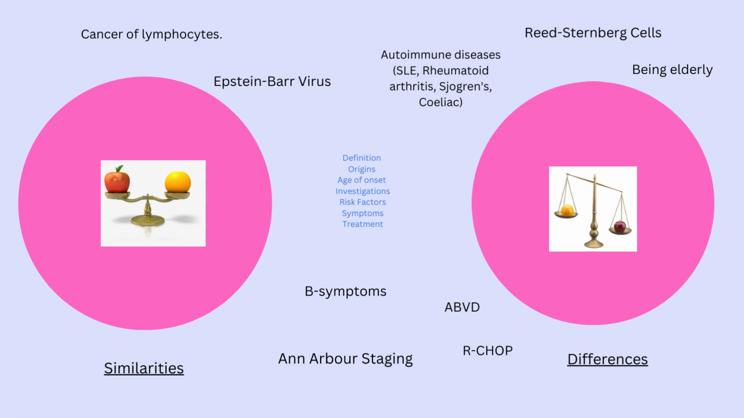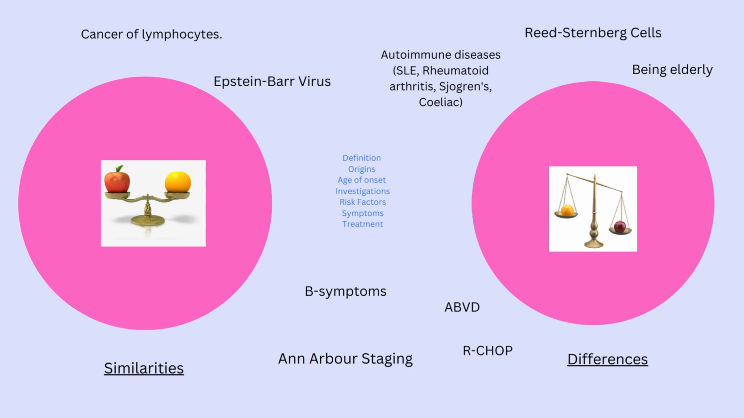The Ann Arbor staging is a similarity. It can be used to stage both Hodgkin's and non-Hodgkin's lymphoma. In stage 1, the cancer is localized to just the lymph nodes of the neck, so a single lymph node. In stage 2, it has spread to 2 or more lymph nodes on either side of the diaphragm. So this can include the axillary lymph nodes or the inguinal lymph nodes in the groin.